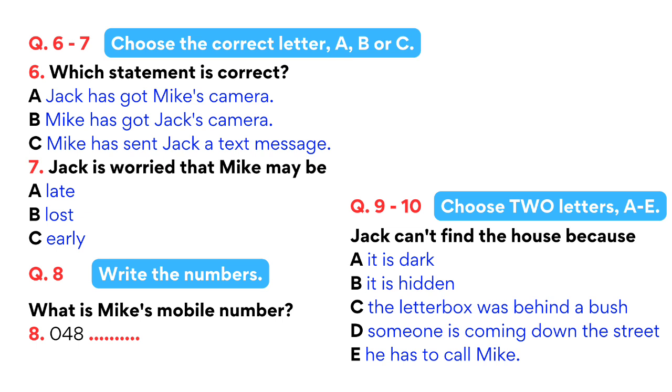I can't see the numbers very clearly, or a red letterbox. It's pretty dark. I thought you said it was easy to find. Oh, okay, wait there. I'll come outside and get you. All right then, and don't worry about calling Mike. I'll try to call him now. Hang on, there's someone coming down the street. It looks like Mike. Oh, and I can see the letterbox now. It was hidden behind a bush. See you soon.